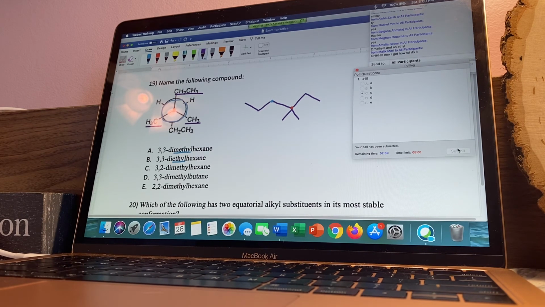Yeah. So does this look a little bit easier to name rather than all this over here? It's a lot easier to name this one, right? So of course we're just going to say, okay, 1, 2, 3, and so on to 6, right? And then this is the 2. And so we have two methyl groups coming off of the 3 position, and it's hexane.